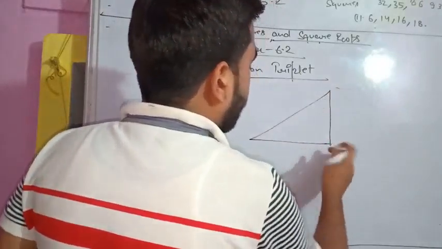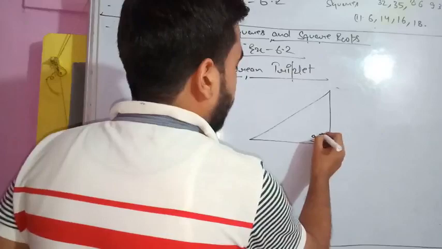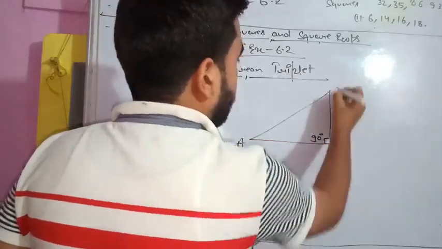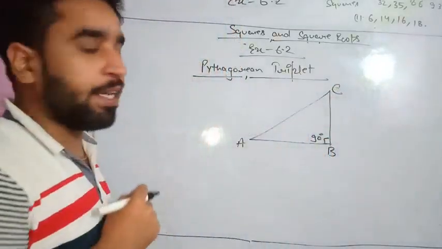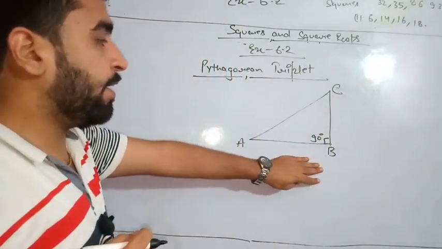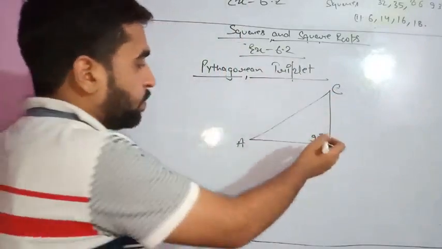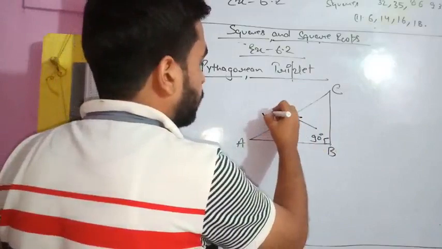Suppose there is a right angle triangle. What is the meaning of this? That one interior angle will be 90 degrees. So if angle B is 90 degrees, then the side opposite to 90 degrees is the hypotenuse. So this side AC is the hypotenuse.